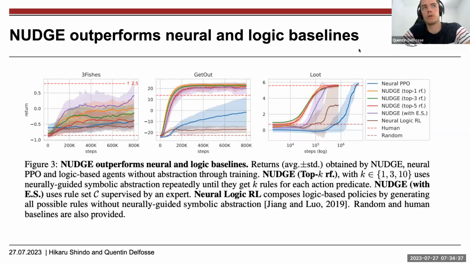But yeah, and so here what you can see is that actually we perform on par, if not even better, than the deep reinforcement learning agents that use neural networks. So the Neuro Symbolic approaches are actually pretty competitive.